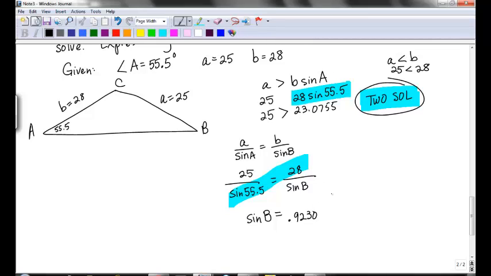Okay, now we know the value of the function. We don't know the angle. So that's when you do inverse sine. So second function, inverse sine of, now don't type in 0.9230. You do second function answer, because remember all those decimals are stored. So do second function answer. Okay. And I get 67.